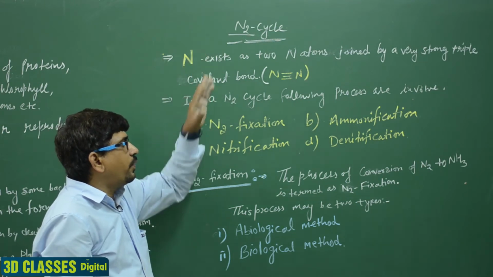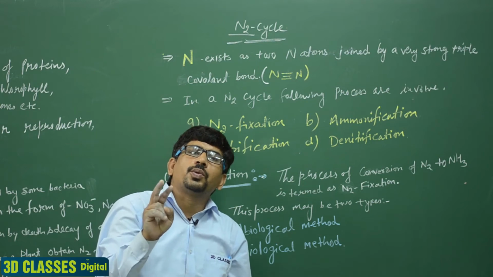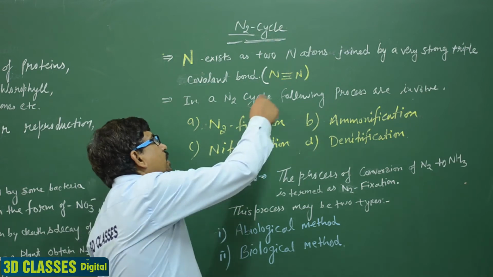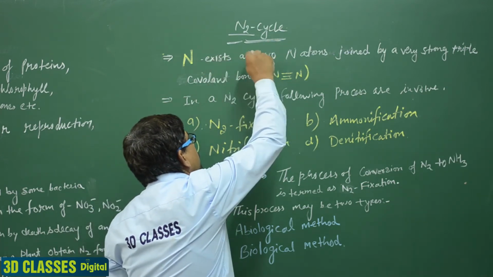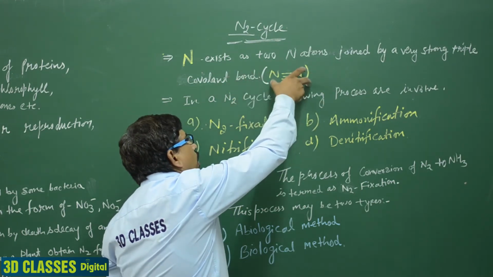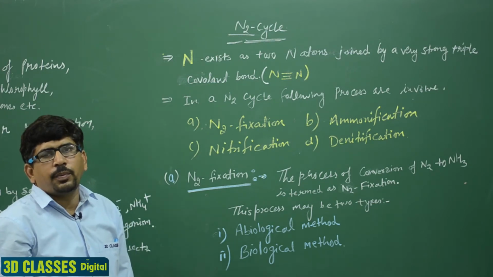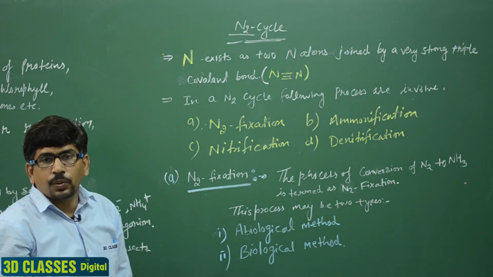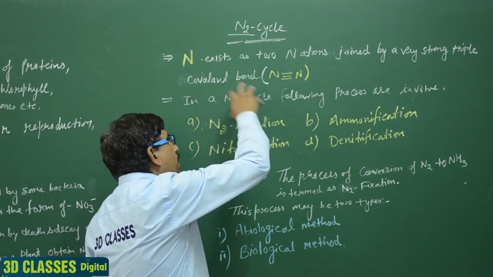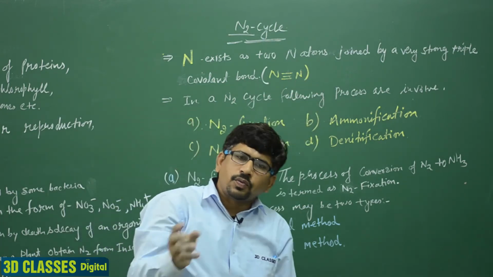So you know very well nitrogen N2 is two nitrogen atoms joined with a triple bond. It is a covalent bond. We can say the nitrogen exists as two nitrogen atoms joined at a very strong triple covalent bond and make the N2. We can say two N atoms are joined together and make a nitrogen N2 molecule. Clear? Okay. And in the nitrogen cycle, the following processes are present.